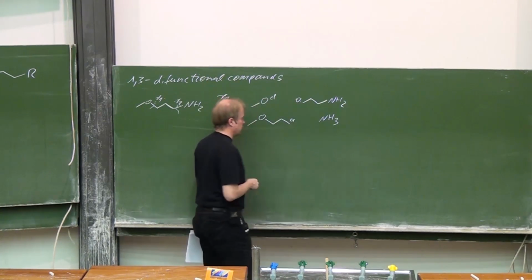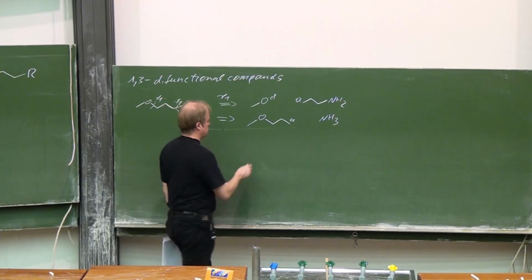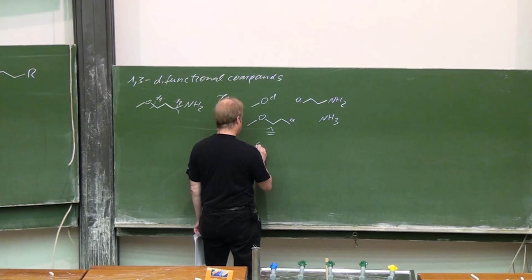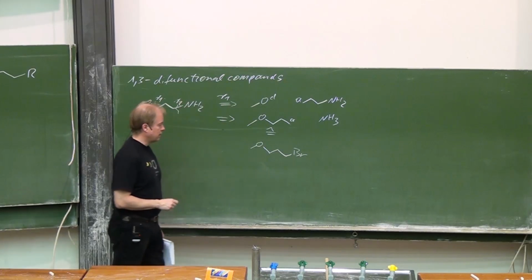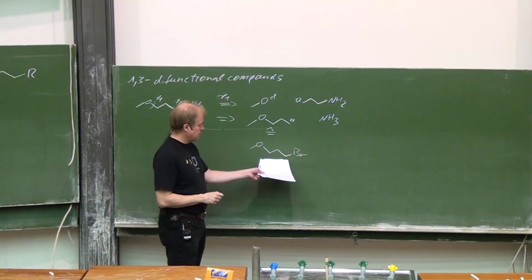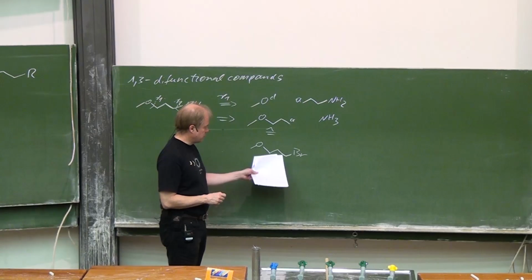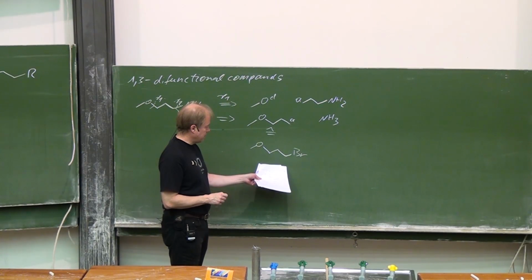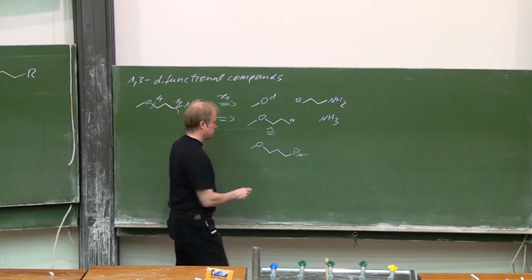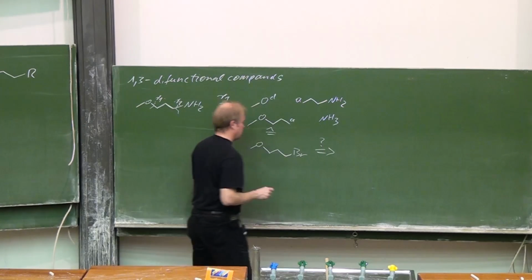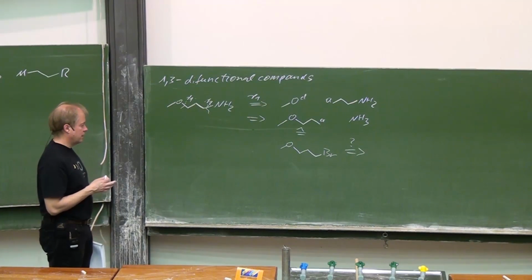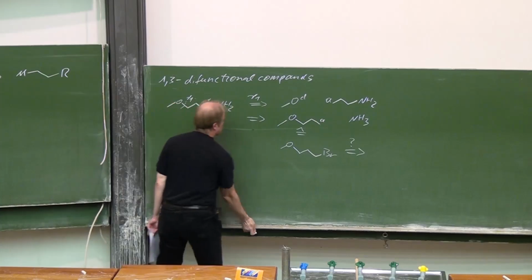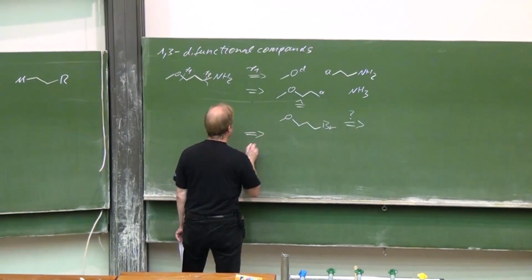Well, let's take ammonia. So, the synthetic equivalent could be something like that. But how do we get this terminal bromide, with the bromine sitting at the terminal carbon? Might not be that easy to get hands on. So there is a rather simple solution.